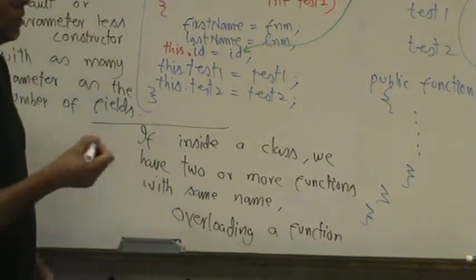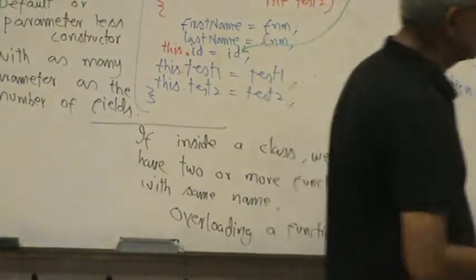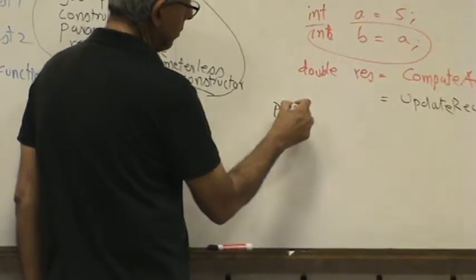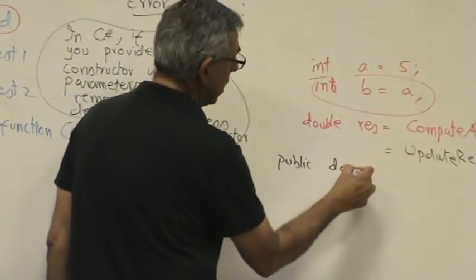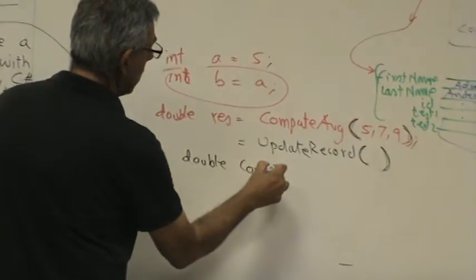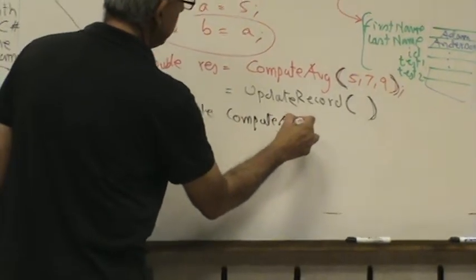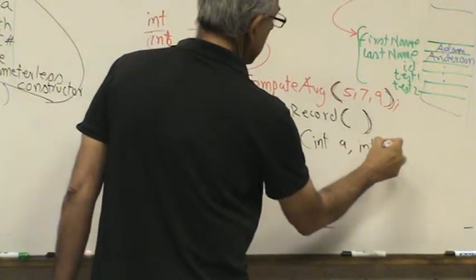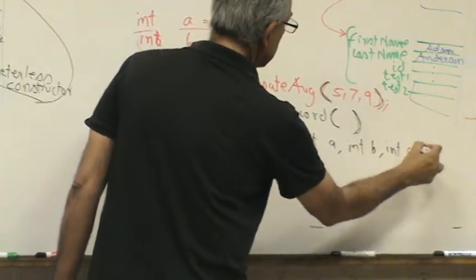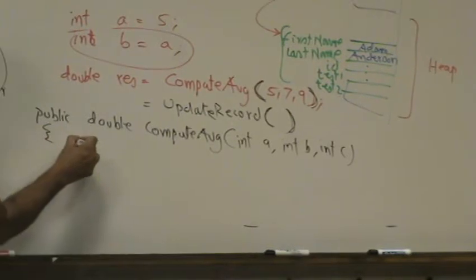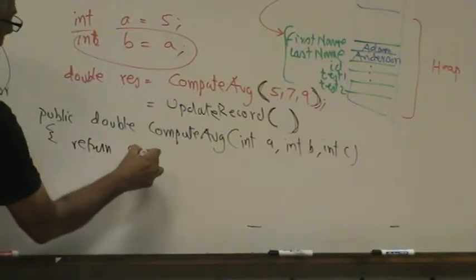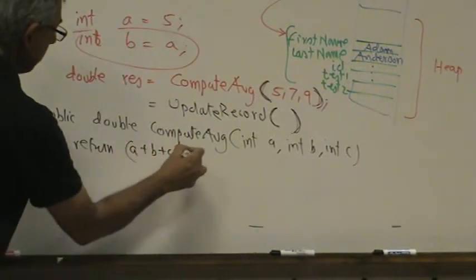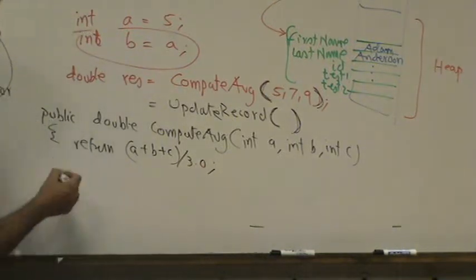Okay, so let's pretend we create a class. One of the functions was something like this: public double computeAVG(int A, int B, int C), which returns A plus B plus C divided by 3.0.